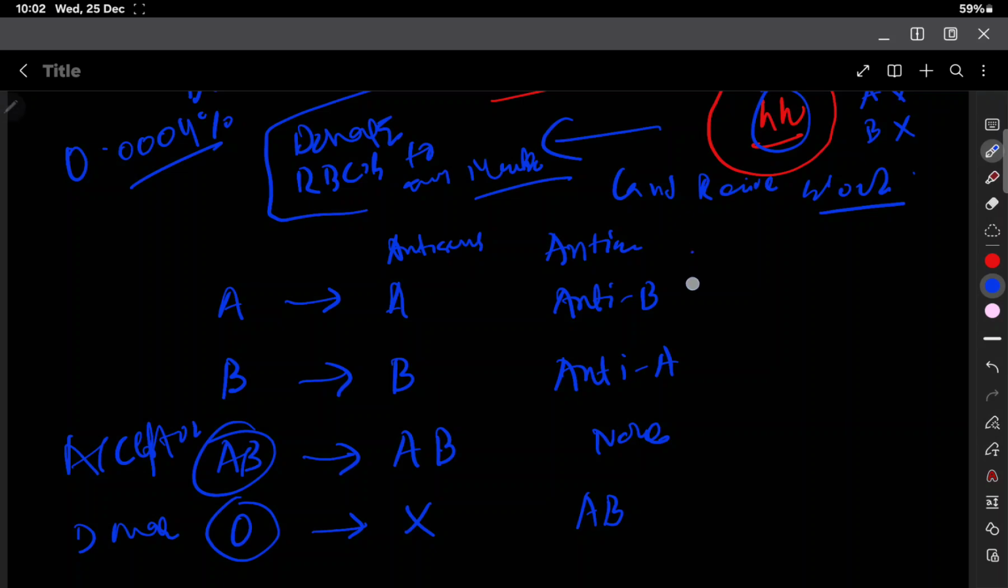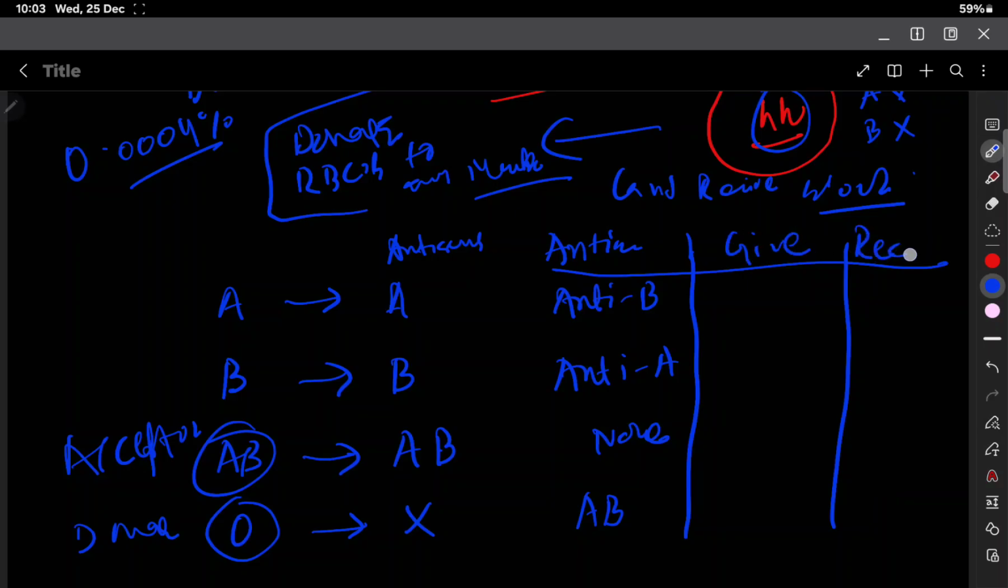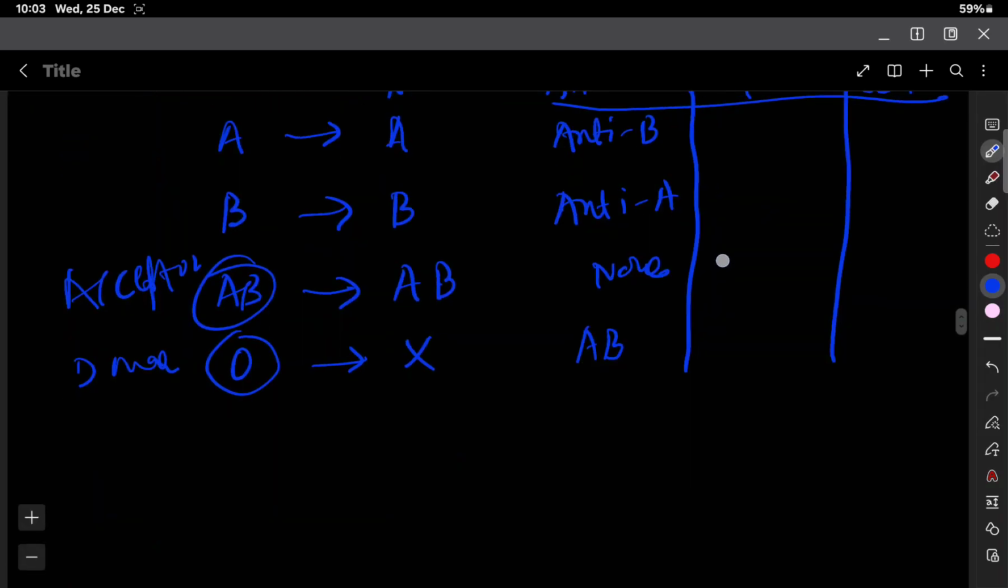Now this can give blood to, and this can receive blood from. First I will write give blood to and receive blood from. Now A has the antigen A and antibody B. Whenever you are discussing blood transfusion, you have to remember one thing which is most important: there is a Landsteiner rule. The Landsteiner rule states that if an antigen is present on the patient's RBCs, the corresponding antibody will not be present in the patient's plasma under normal conditions. This thing you have to remember.